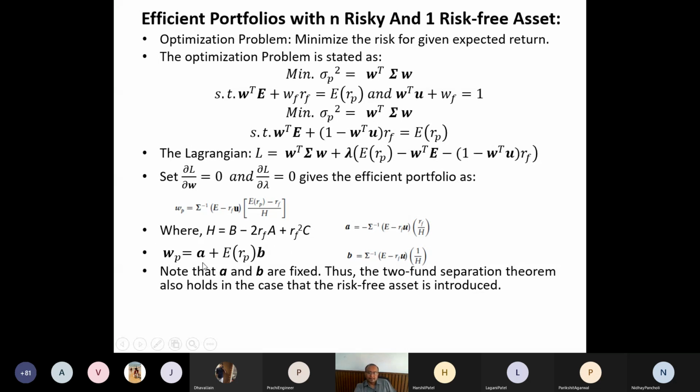Again, we get this linear relation like the MVL. A and B are fixed. So again, we can apply this two-point separation theorem. Again, if we know two portfolios, we can frame the third portfolio on the efficient frontier.